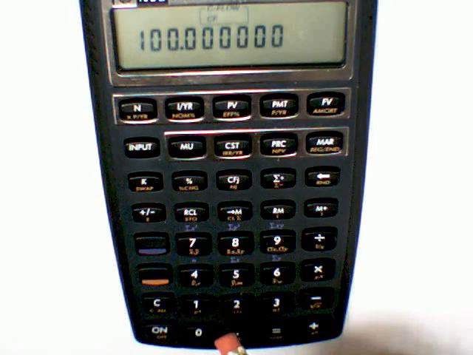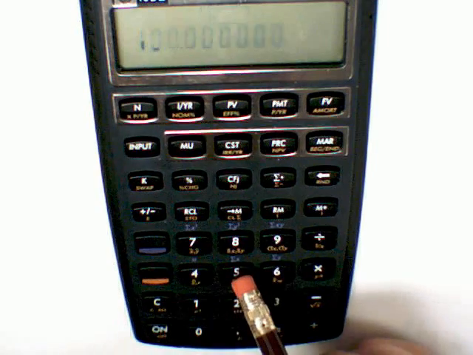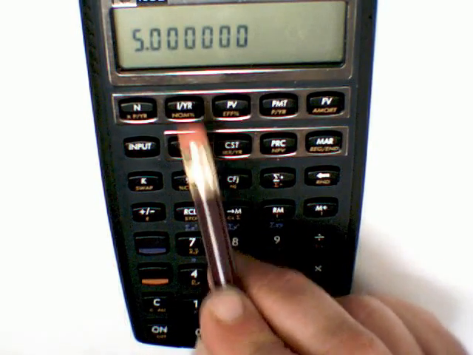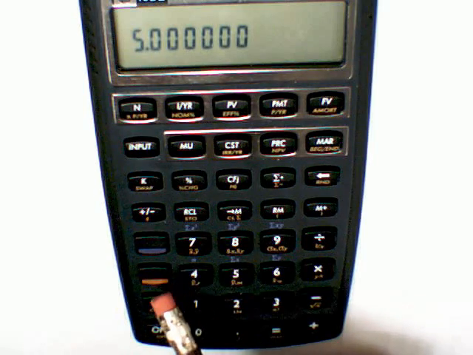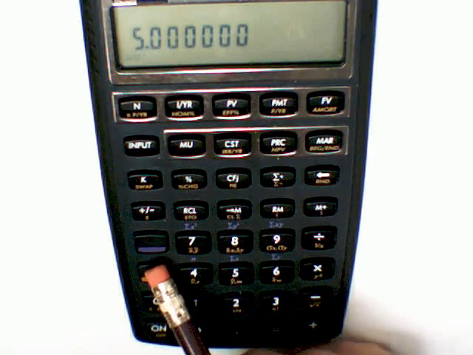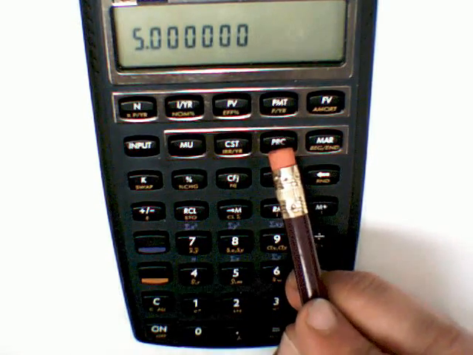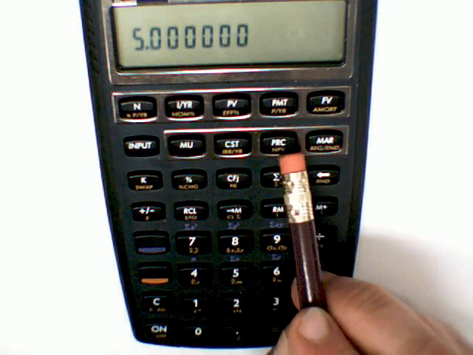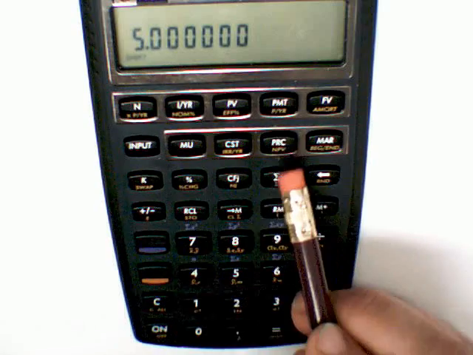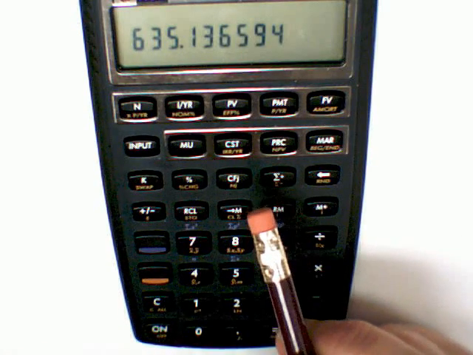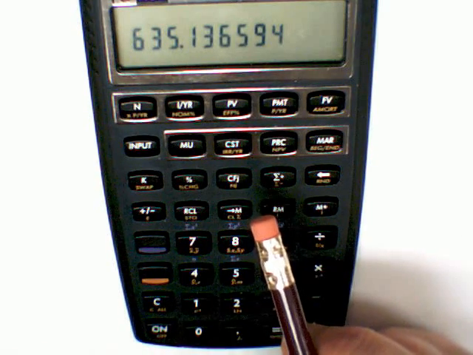If I want to discount that at 5%, I put in 5, my I key, then I'm going to say, okay, what's it worth to me today? Hit your orange key, and then your NPV key here, right? PRC, underneath it it's NPV, and that will tell me that it's worth to me today $635.